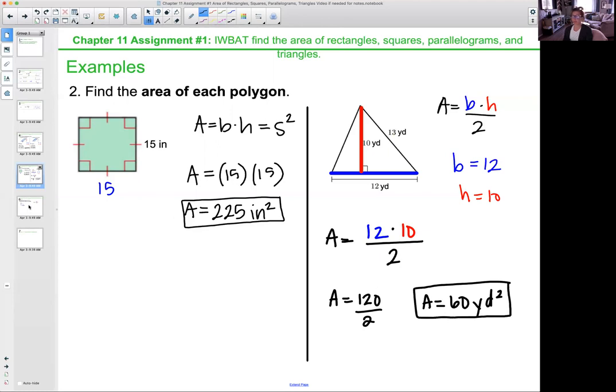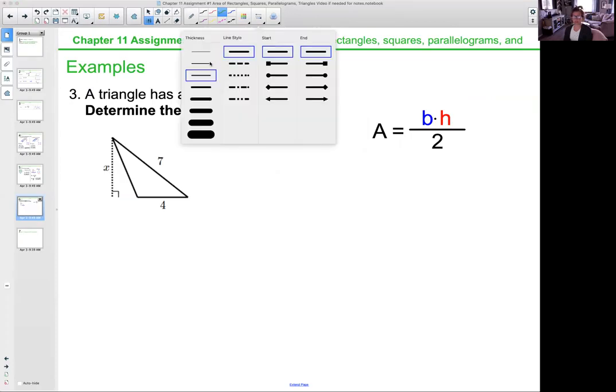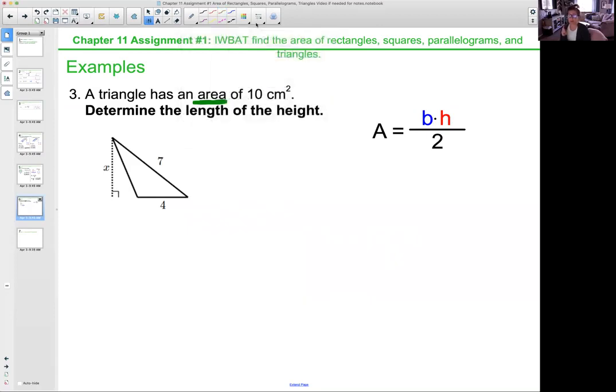All right, then the final example that we're going to do is actually going to be working backwards. So this one gives us the area of a triangle already. The triangle has an area of 10 centimeters squared. Now, anytime a problem gives you information that you needed a formula to find, so in order to find the area of a triangle, we need a formula, write down that formula, because you're going to have to work backwards.